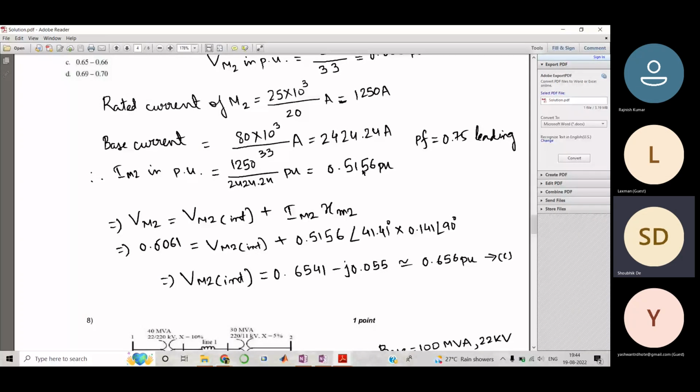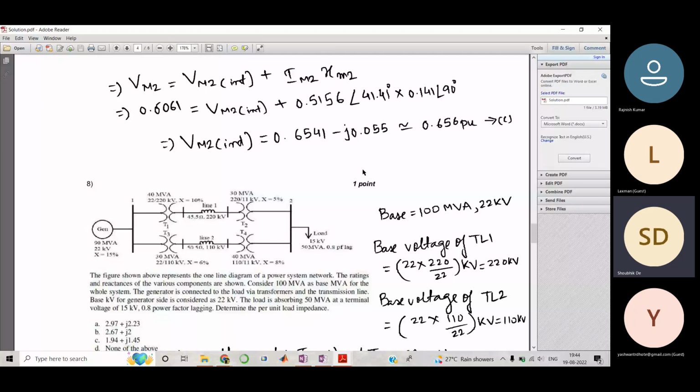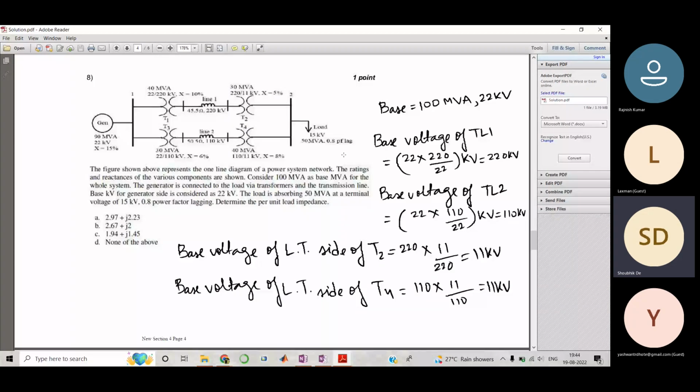So we come to question number 8. Again, this is a pretty big diagram. Basically, this generator one is connected to this bus bar one, where there are two parallel lines. T1, T2, T3, and T4 are four transformers. Between T1 and T2, there is one transmission line which has a reactance of 45.5 ohm, and line 2 has a reactance of 50.5 ohm, and all of these components' ratings have been mentioned here.